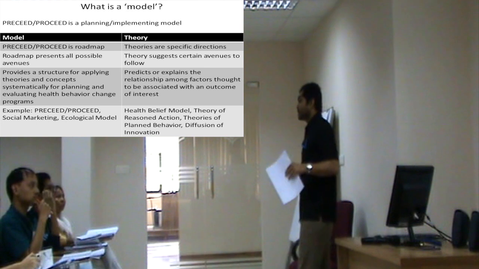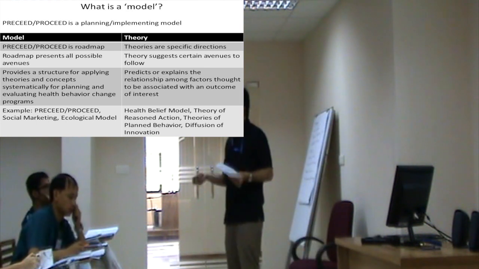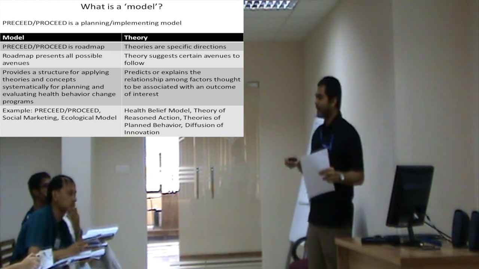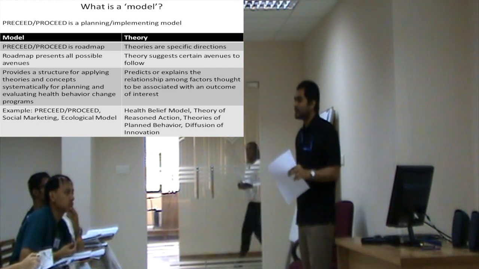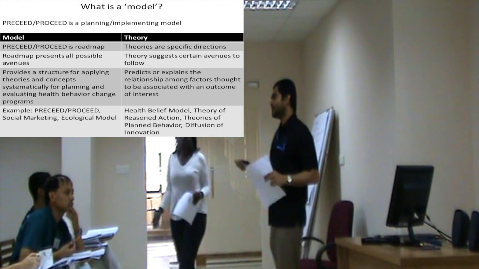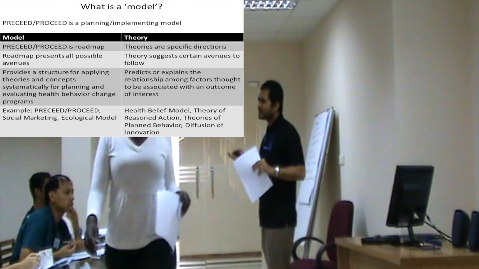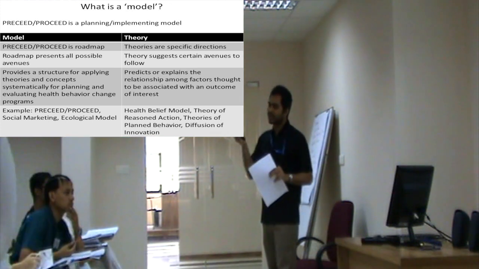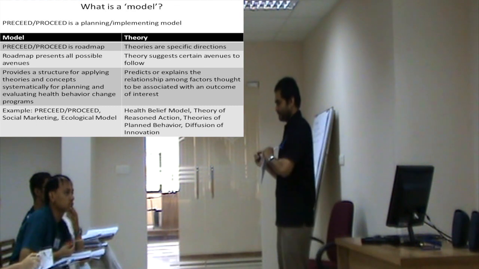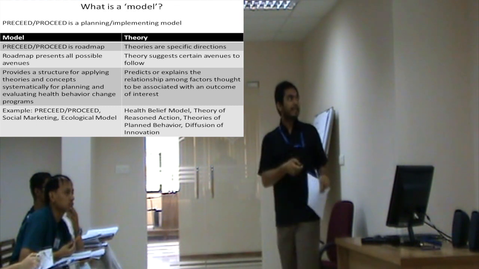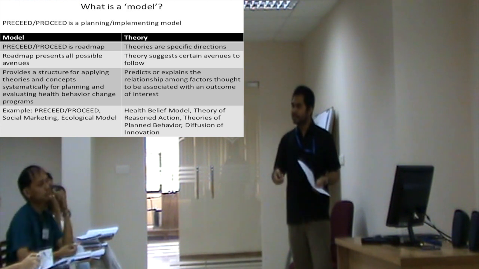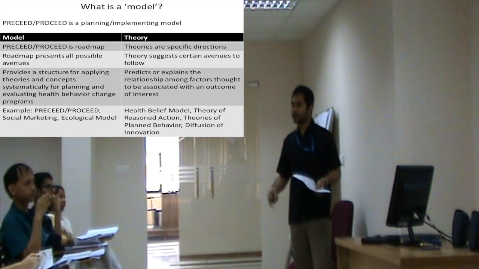She said, suppose smoking cessation can be an outcome, right? So the theories explain what are the factors associated with smoking. If I want to motivate someone to stop smoking, what are the behavioral factors that we can tap into? Those are the theories. But if you want to implement that theory in practice, we need a model to follow, which helps us to implement it and to evaluate it, whether it's working or not.